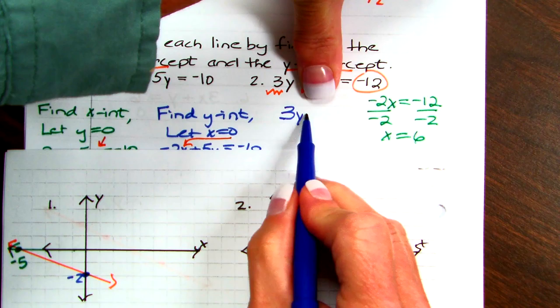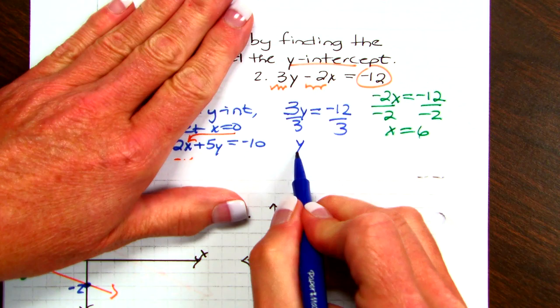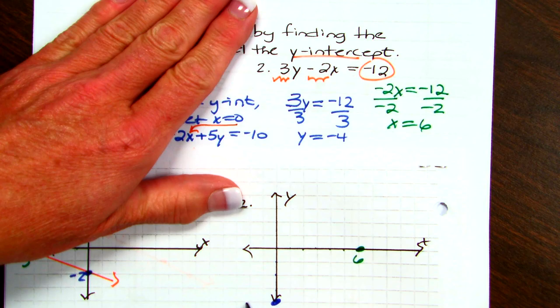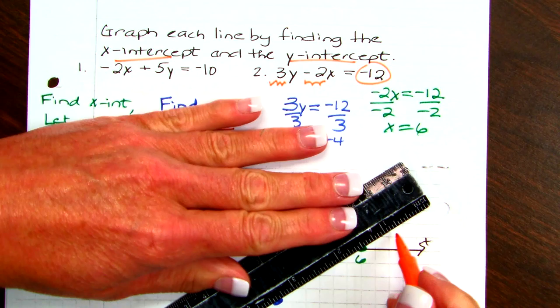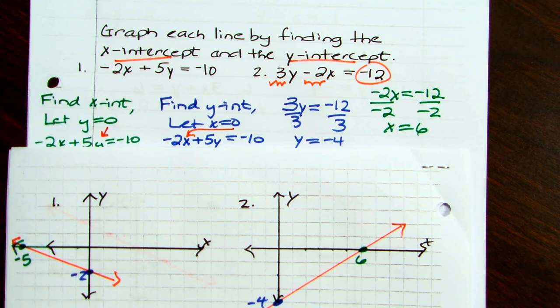So 1, 2, 3, 4, 5, 6. If you want to find your y-intercept, you're going to let x be 0. So negative 2 times 0, that would make that term disappear. And then you'd just be left with 3 times y equals negative 12. And when you solve for y, you'll find that y is equal to negative 4. So that is your y-intercept. So you would go down 1, 2, 3 to negative 4. And then you connect your dots and you would have your line. So that's kind of like not having to write all the work out if you understand how you're finding the x and y intercept. So just a quick couple examples of the different ways that you can graph a linear function.